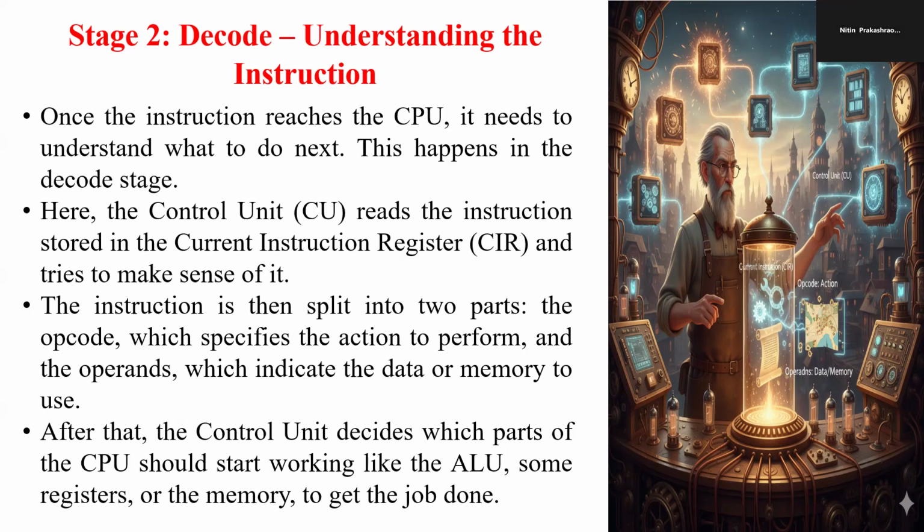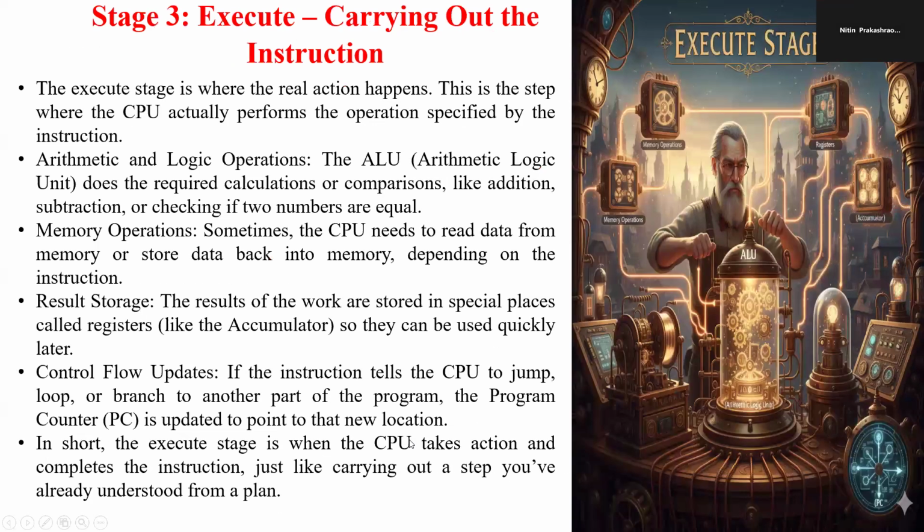Similarly, the CPU uses its control unit to decode the instruction. It reads the instruction from the current instruction register value, CIR or IR. The instruction is split into two parts, opcode and operands. The operation to perform is the opcode, for example add, move, compare, etc. Operands are the data or memory locations involved in the process. Once decoded, the control unit figures out which components need to work. Maybe the ALU, arithmetic logic unit, for math, or some registers or memory units.